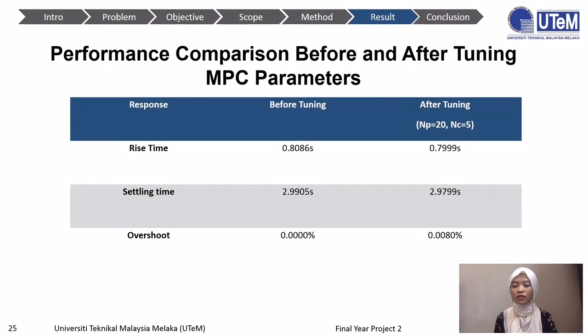This is a table for before and after tuning the MPC parameters. As we can see, the rise time and settling time after tuning are slightly faster than before tuning, and the percentage overshoot is slightly higher, which is 0.008% after tuning.